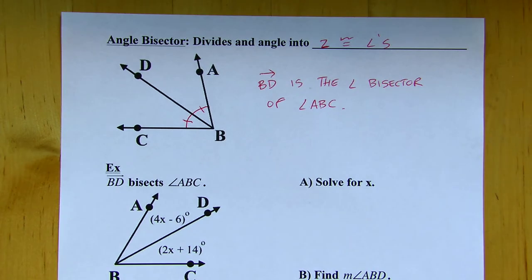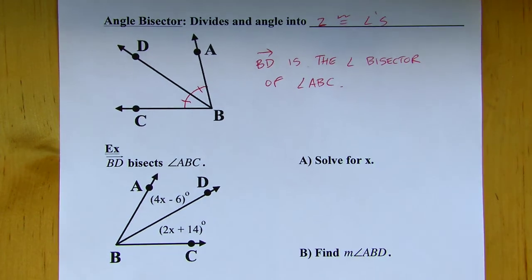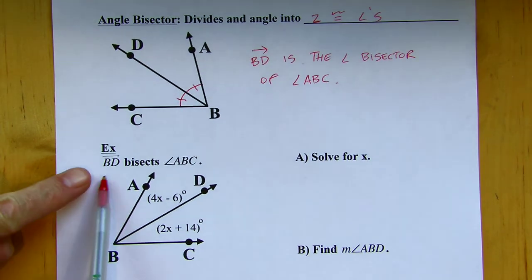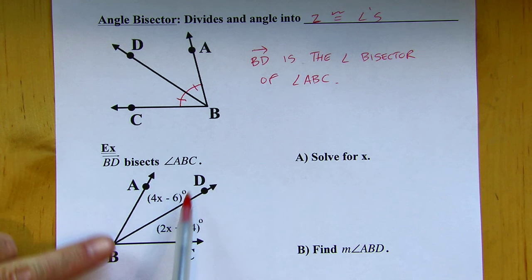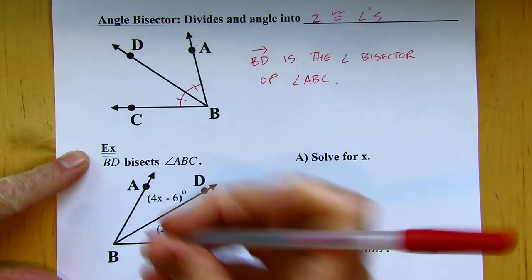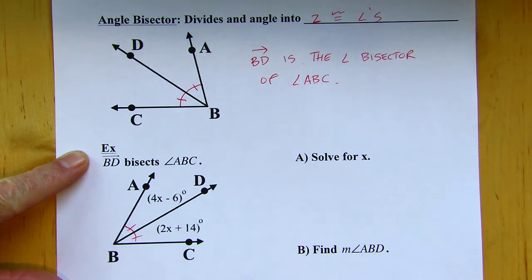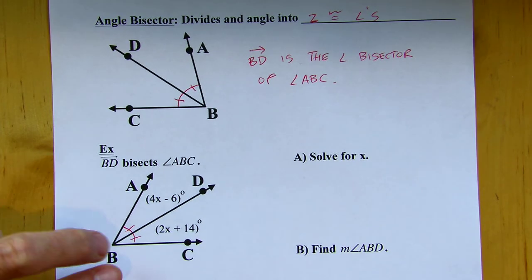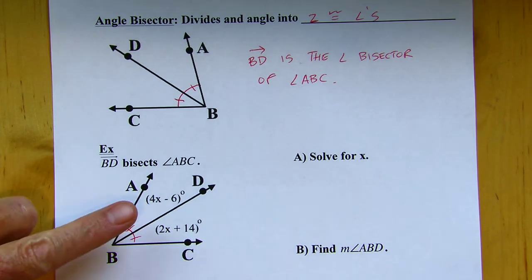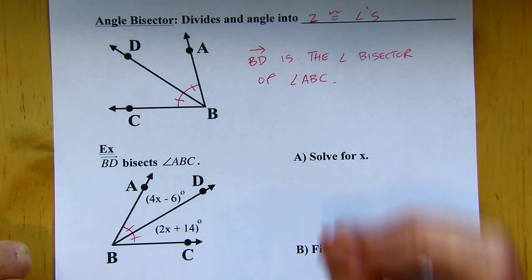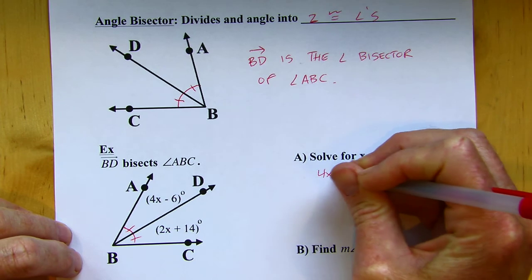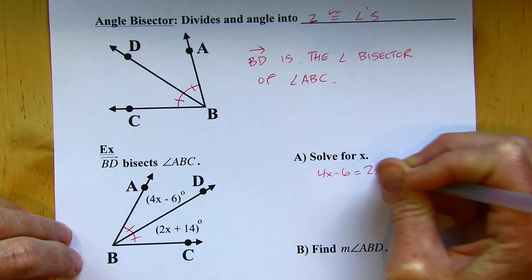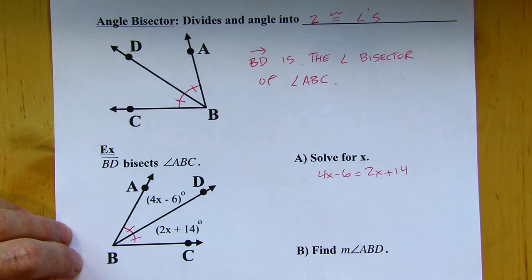Okay. All right, so let's try an angle bisector problem. This time we're told that BD bisects ABC. So that piece of info is telling us, hey, we've got congruent angles. And that's going to allow us to set up our equation. So now we can say 4x minus 6 must equal 2x plus 14. Okay, and then we can solve for x from there.